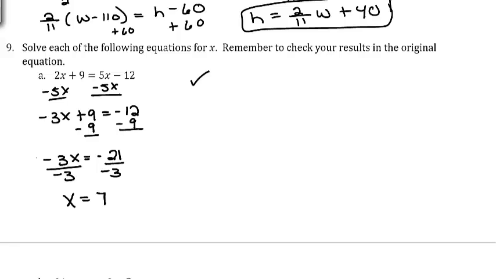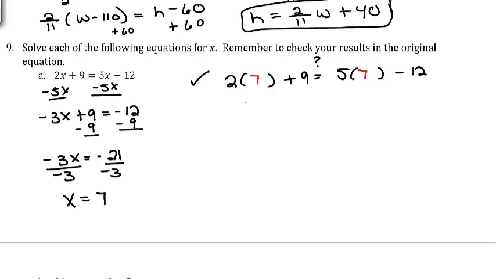So I always put a little check mark when I'm doing my checks, and what I want to do is plug 7 into x up into my original, so I'm going to write just a shell down. 2 times a blank set of parentheses plus 9 equals 5 times a blank parentheses minus 12. And I want to figure out, is this going to give me a true statement when I replace the x with a 7?